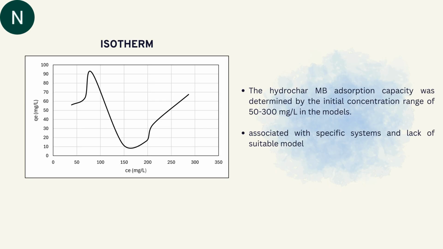So for the isotherm, the hydrochar MB adsorption capacity was determined by initial concentration ranging from 50 ppm to 300 ppm in the models, and it does not follow any specific model and lacks a suitable model, and was just plotted by using QE over CE.